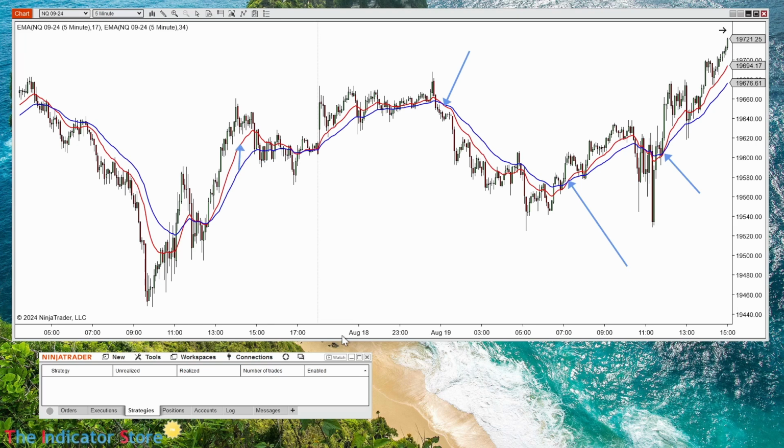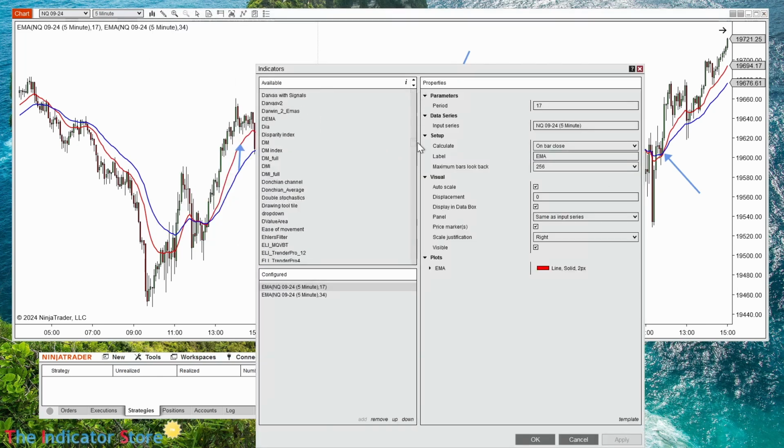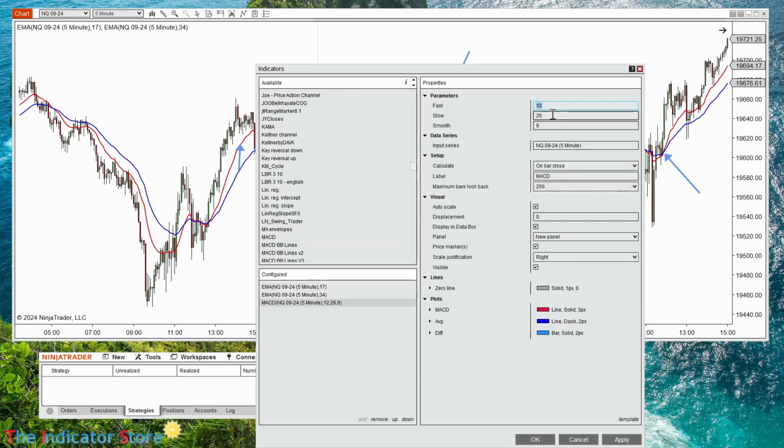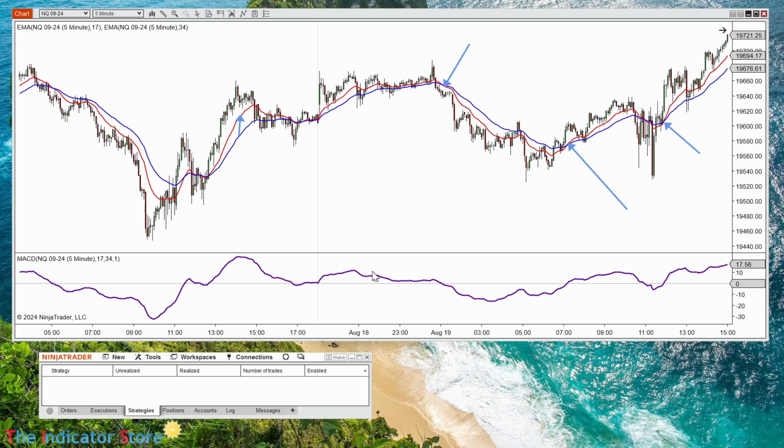The MACD calculates the distance between the two moving averages, and then draws a line with the value of that distance. Let's see an example. The MACD has three parameters: the fast moving average, the slow moving average, and the smoothness. For now, let's leave the smoothness apart, with the value of 1, like not using smoothness. So we set the lines that we have on the chart, 17 and 34, and what we get is only one line, the MACD.